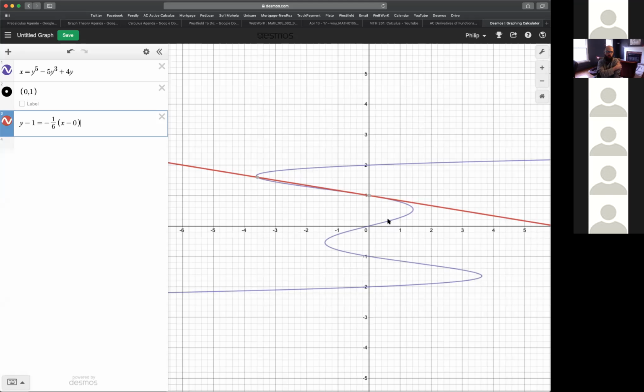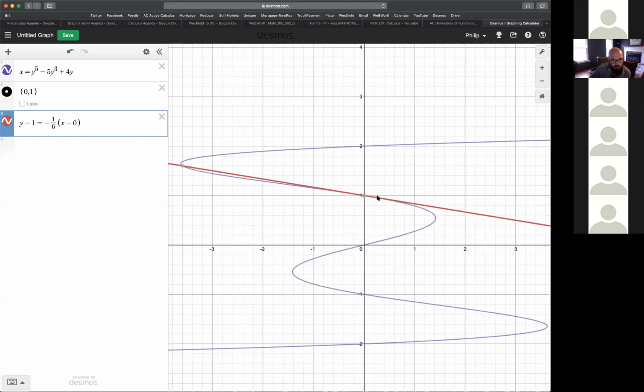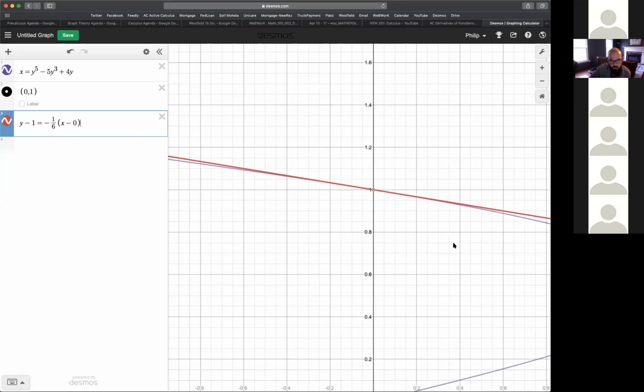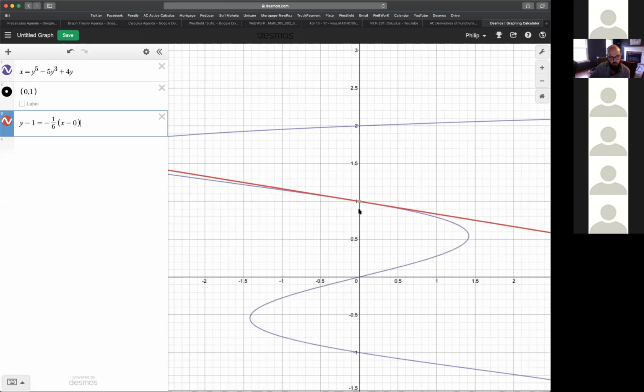Okay, so let's jump back over to Desmos here. Here's our equation: x equals y to the 5th minus 5y cubed plus 4y. That's our implicit curve here. And then our tangent line that we found is y minus 1 is negative 1/6 x minus 0. If we zoom in here, we can see that's the tangent line we're looking for. The red line goes up against the purple line and just meets it at that 1 point, at (0, 1). And that's what we should see. Now, we only care locally, right?